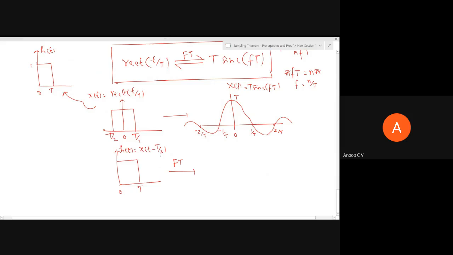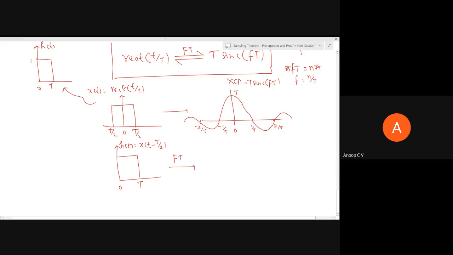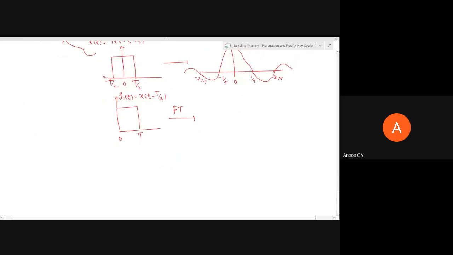By the time shifting property, I'll write that once again. I discussed it initially as part of the prerequisites, in the first and second videos, but once again I'll write it, not a problem. The time shifting property of Fourier transforms: if x of t has Fourier transform x of f, right?